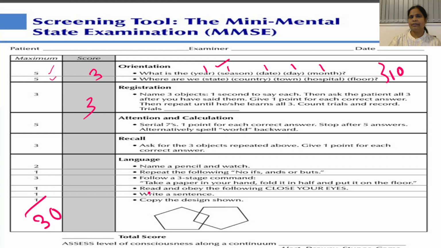We have to ask them according to their education level. Suppose they are graduates and postgraduates, we can ask them to subtract 100 minus 7. Then 100 minus 7 is 93. 93 minus 7 is 86. 86 minus 7 is 79. 79 minus 7 is 72. Like that, we need to get at least 5 answers. If they are able to tell 5 correctly, then we can give a score of 5.